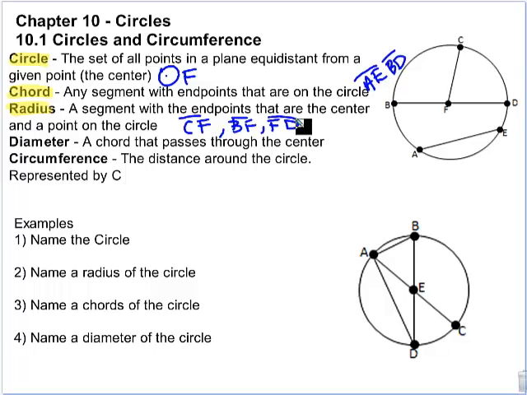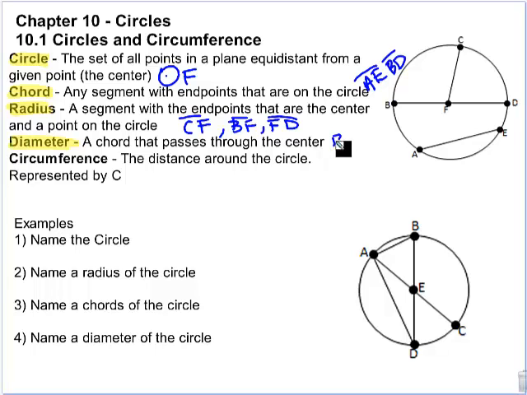Okay, diameter. What's the diameter of a circle? All the way across, it has to go through what point? The center. So the diameter is a chord that passes through the center. So BD would be our diameter of the circle.